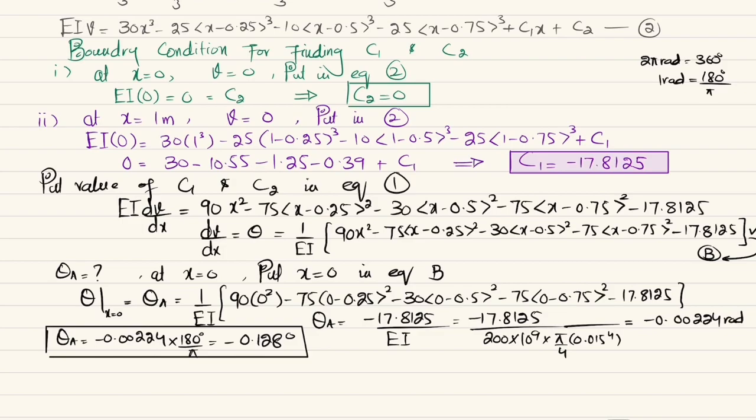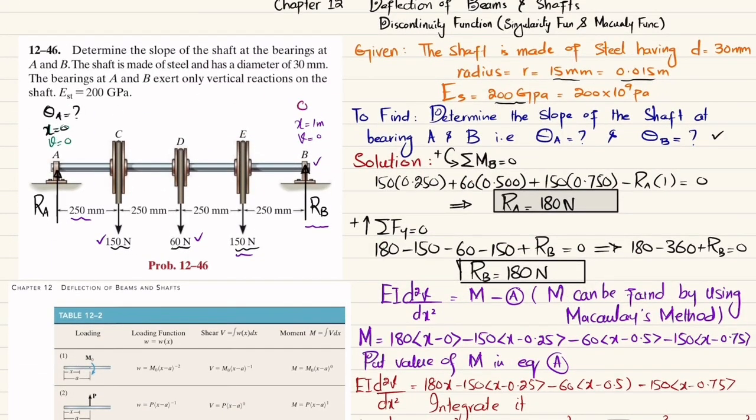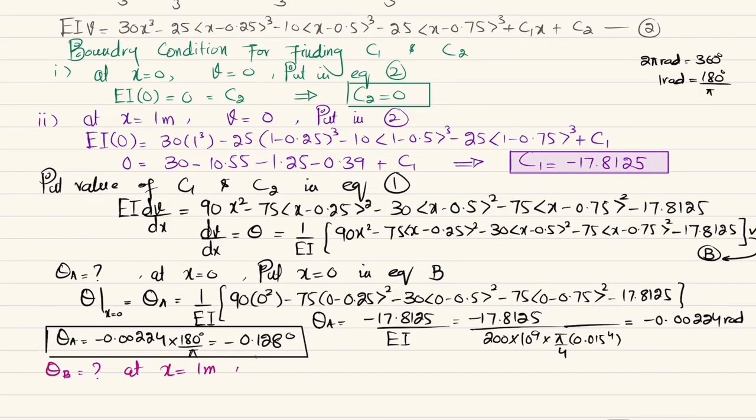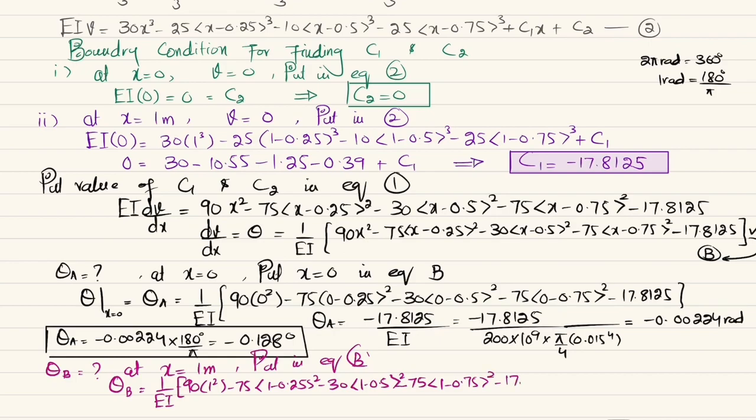Next, the slope at point B, which is theta B, at x equal to 1 meter. So here you can see x is equal to 1. Put the value in equation B. I will write theta B equal to 1 over EI times 90 into 1 squared minus 75 <1 minus 0.25> squared minus 30 <1 minus 0.5> squared minus 75 <1 minus 0.75> squared minus 17.8125.